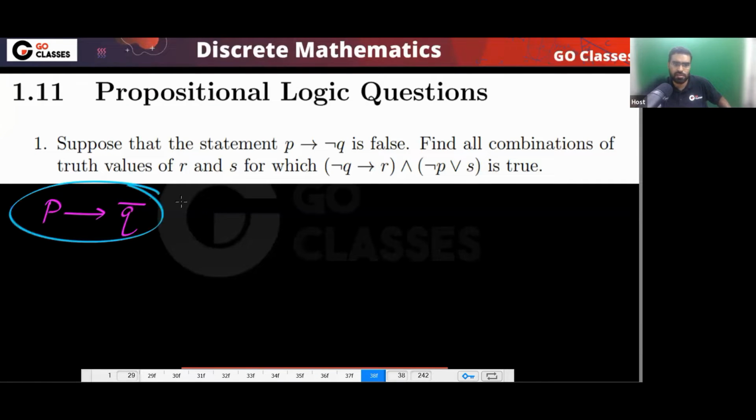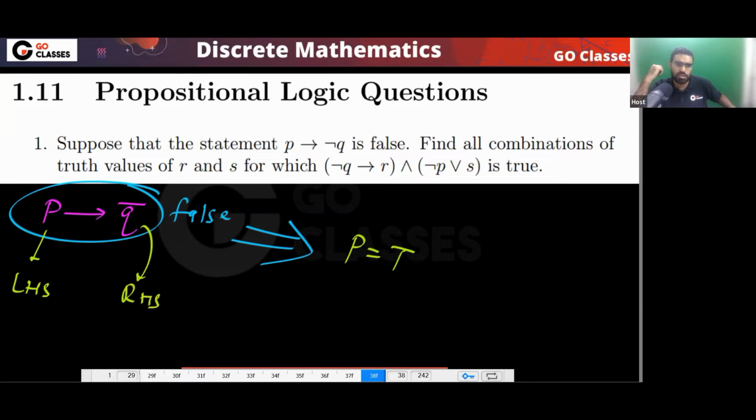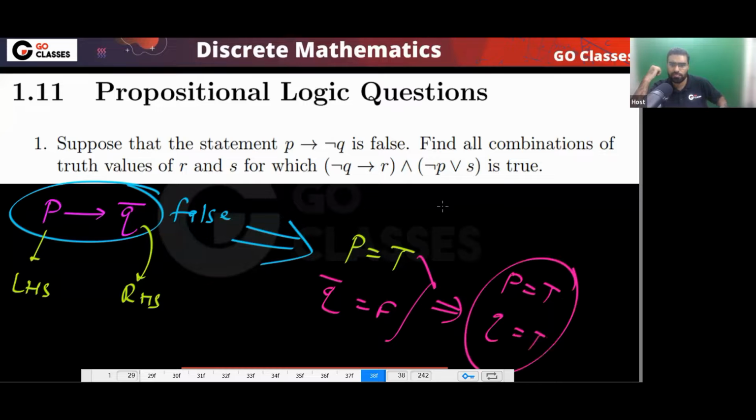This statement is false. What does this tell you? If this statement is false, what does that mean? This statement will be false only when P is true and this right hand side, this is LHS, you can call this RHS, will be false. So this statement will be false only when this is true and this is false. So I can say that when Q bar is false, that is the same as basically P true and Q true.